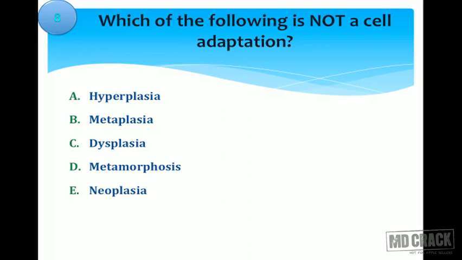So hyperplasia, metaplasia, dysplasia, metamorphosis, they are all the cellular adaptations. Actually metamorphosis we will not usually include in the cellular adaptations, but neoplasia is not at all a type of adaptation. It is totally a wrong process that is going inside the body. So don't think neoplasia is adaptation. It's not. So neoplasia should be the answer, right? Yes, it is the neoplasia.